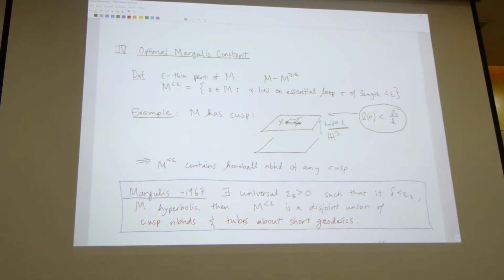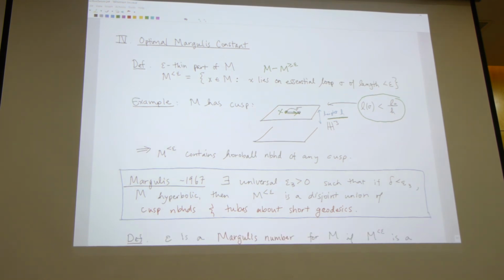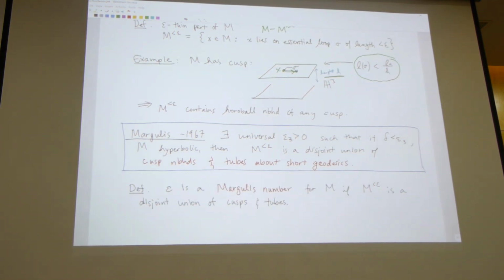In 1967, in a paper of Kazhdan and Margulis, it was shown that there is a universal number, epsilon 3, such that if delta is less than this value and M is hyperbolic, then the thin part is a disjoint union of cusps and neighborhoods about tubes. So the only thing that can happen is you have cusps, like in this example, or you can have very, very short geodesics and tubes about those, and those are your pieces, your thin parts. All right, so following this, we say that epsilon is a Margulis number for a fixed manifold M if the thin part is a disjoint union of cusps and tubes.